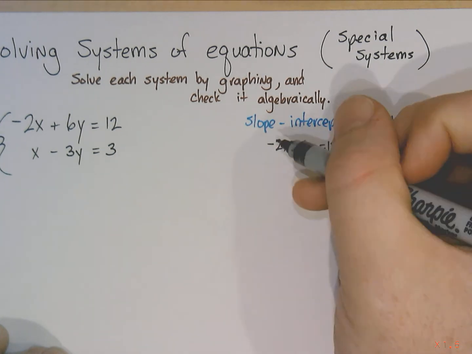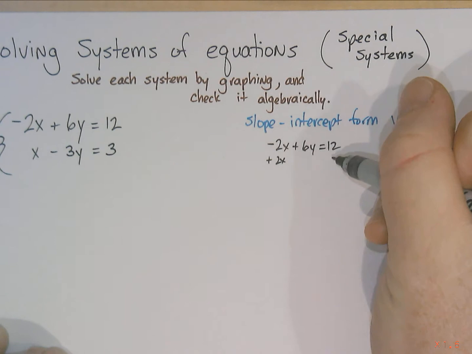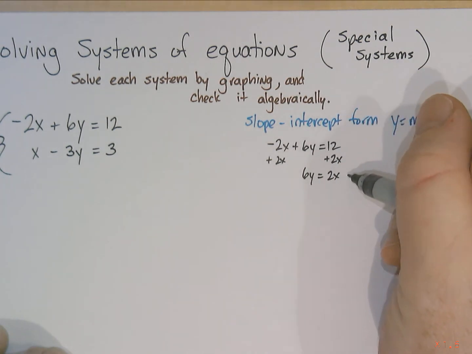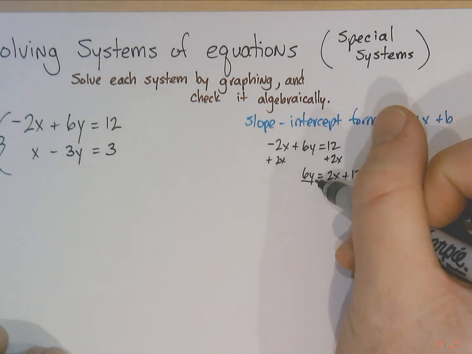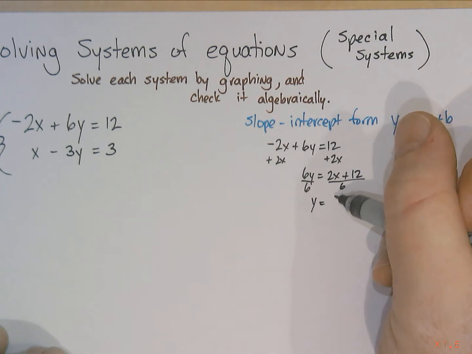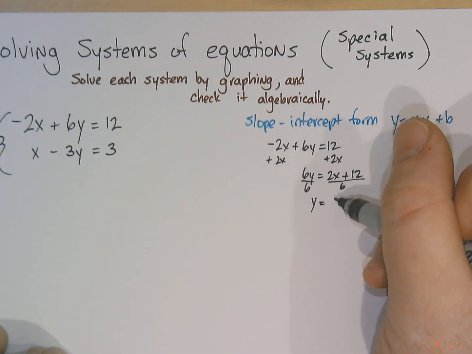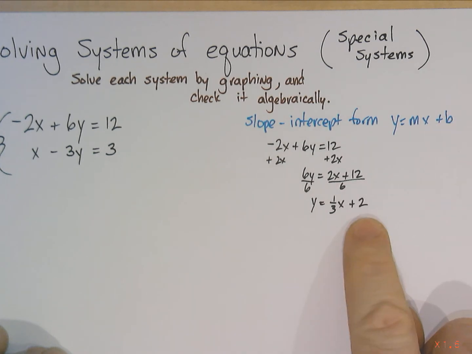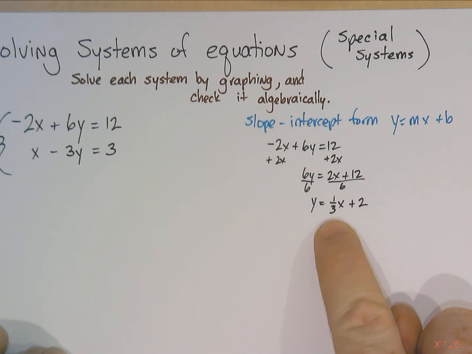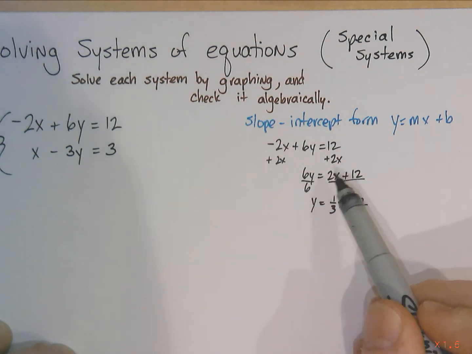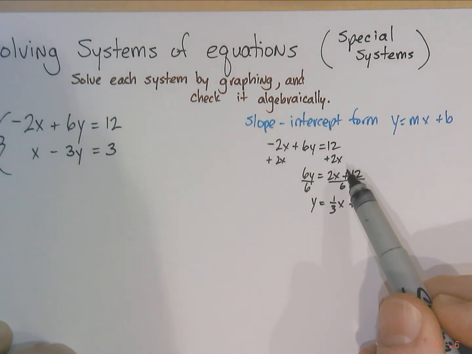So let's do that. We're going to add 2x to both sides. We've got 6y equals positive 2x plus 12. We're going to divide everything by 6, because we're going to get rid of it here. So this is y equals 1/3 x, or 2/6 x, or 1/3 x, plus 2. That's the y-intercept. That's the slope. So it looks like it's going up 1 over 3. Let me double check this, make sure I did it correctly. Yeah, okay, did it correctly.